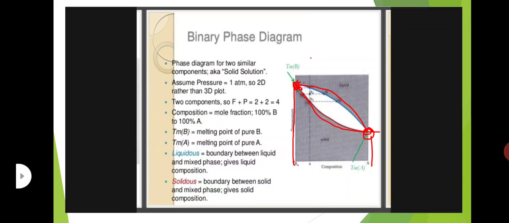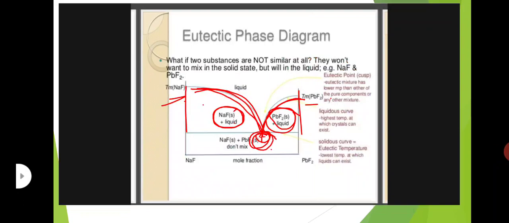Okay, those are the liquidus and solidus phases. Okay, this is a eutectic phase diagram. Here we are taking two different solids. These are slowly melted and combine at one point, that is called the eutectic phase. Here we are taking a sodium fluoride solid. This sodium fluoride solid slowly converts to liquid.